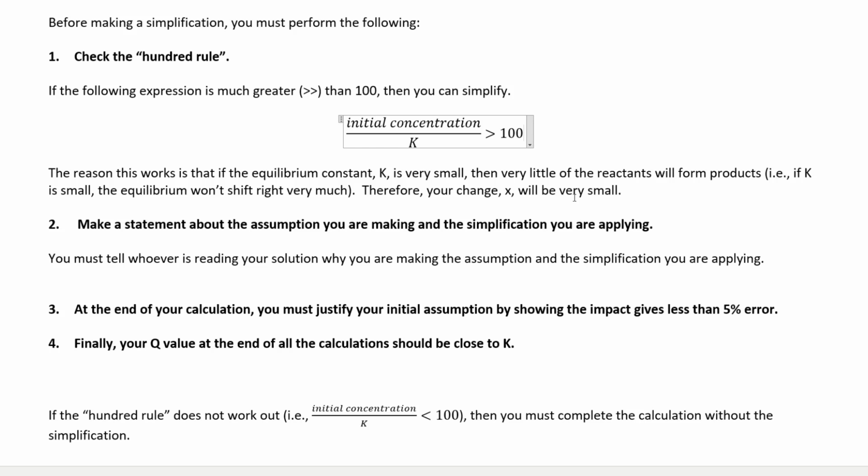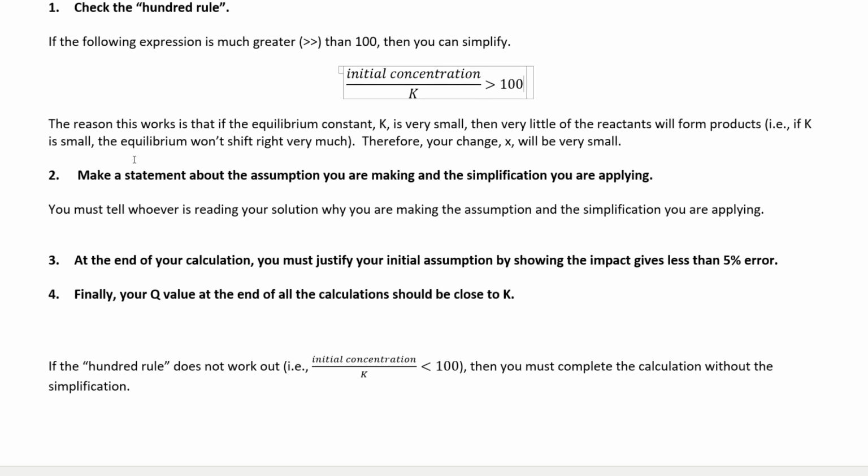perform the simplification. The reason this works is that if the equilibrium constant K is very small, then you will have very little reactants form products. So if K is very small, there is a very small shift to the right. Okay, it won't actually shift to the right very much. So the x value, the change value, will in fact be very, very small.